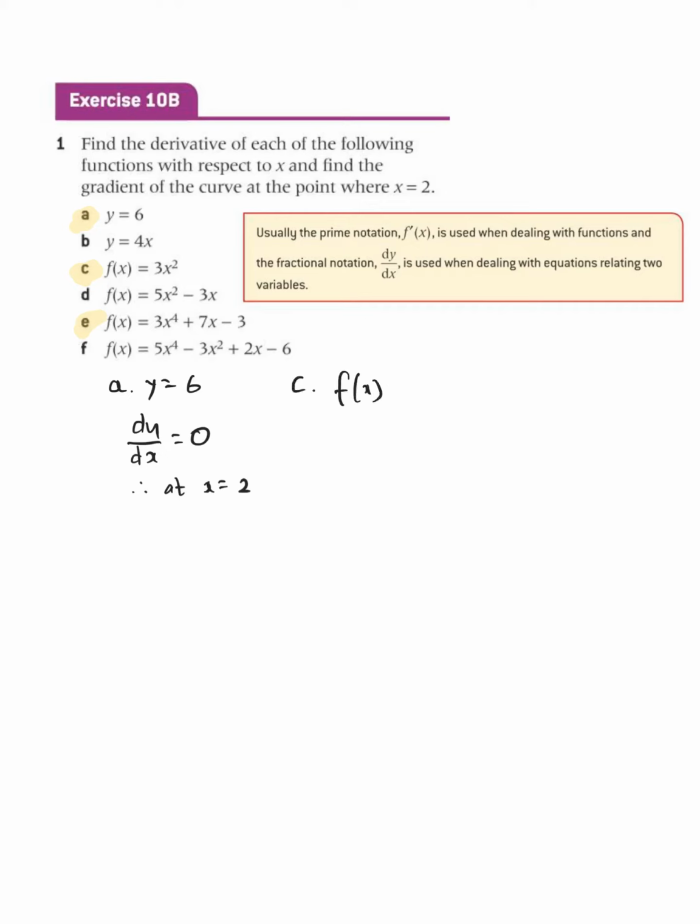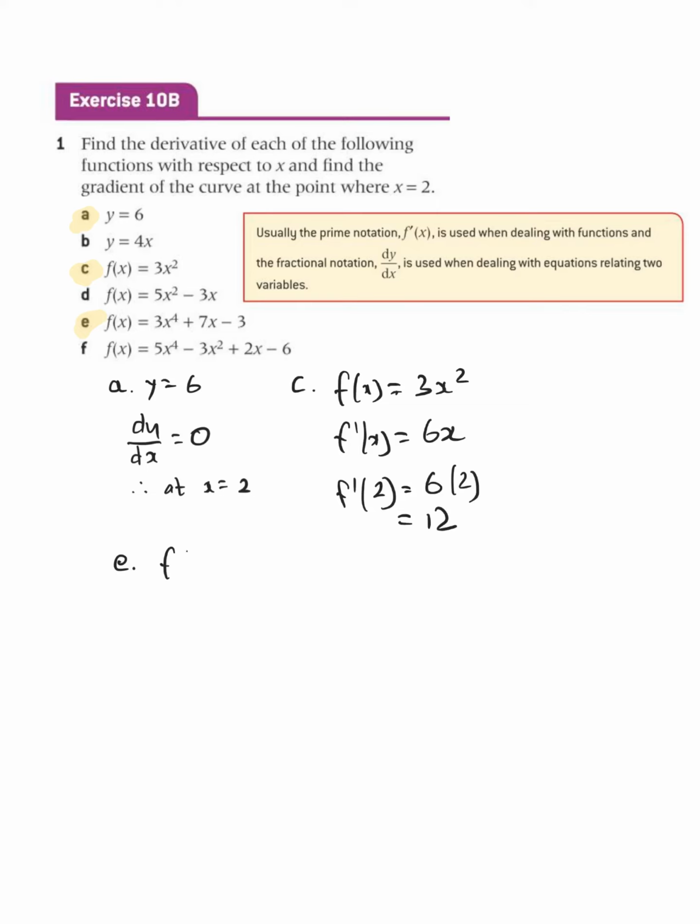Let's have a look at C. Okay, so we can use the prime notation now, squared. So the derivative is equal to 2 times 3 is 6x, 2 minus 1 is 1. Now we're looking at the point x equals 2. So put that in there, and that's 12.